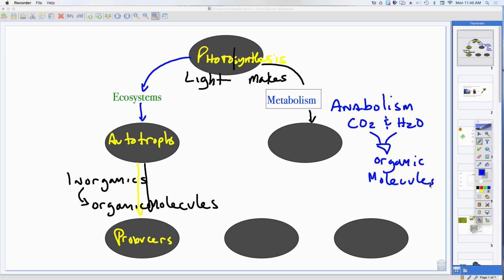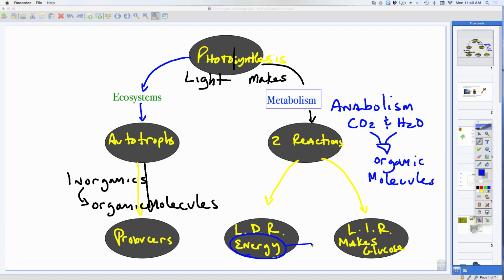So when we look at photosynthesis, we can describe it as a set of two reactions. One reaction is called the light-dependent reaction, and the light-dependent reaction is responsible for producing energy that is used to fuel the synthesis process in the light-independent reaction, and this is the process that makes glucose. So the light-dependent reaction makes energy in the form of ATP, and we'll learn more about ATP in our next discussion. And this is responsible for making glucose in the light-independent reaction.